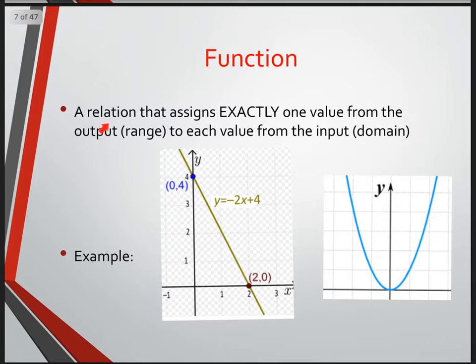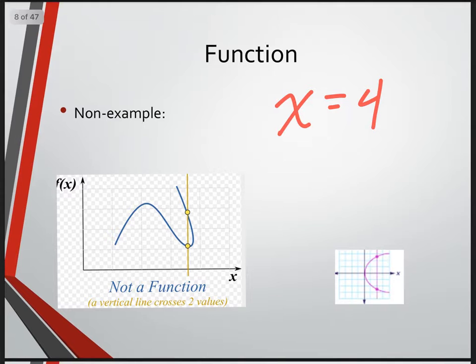A function is a relation that assigns exactly one value from the output range to each value in the input range. These are graphical examples of functions. We have other relationships that aren't considered functions, and I'll show you those here in a second. But a nice straight line here. This one is also a function. We'll also talk about one-to-one functions. This is a one-to-one function. This is not. But they are both functions.